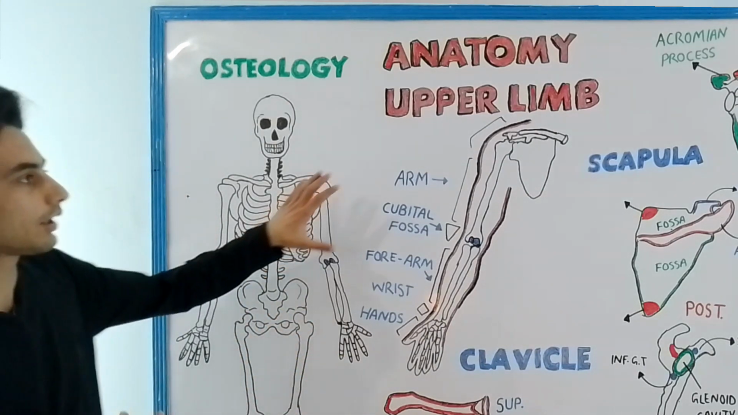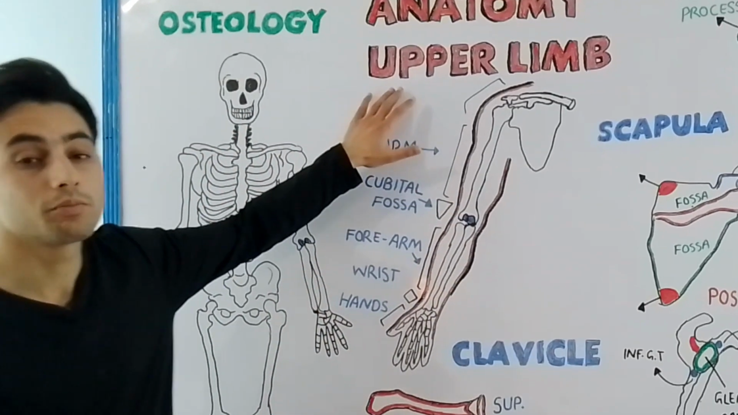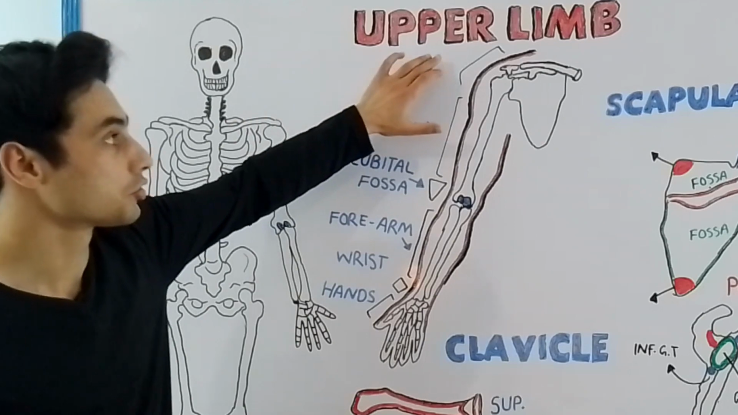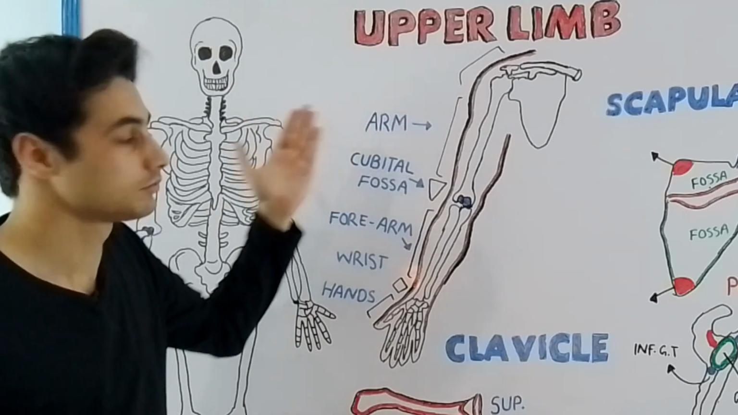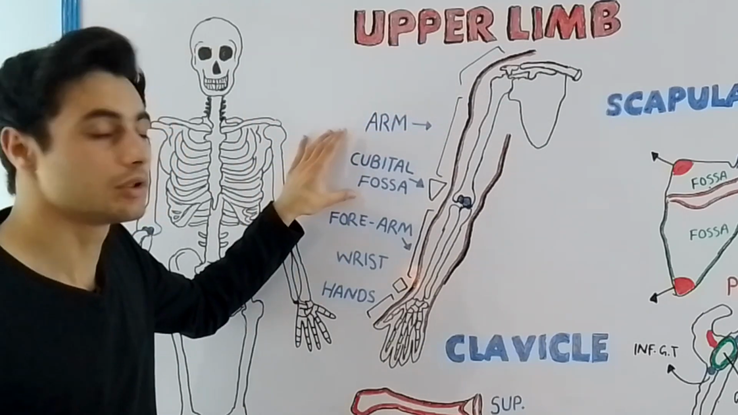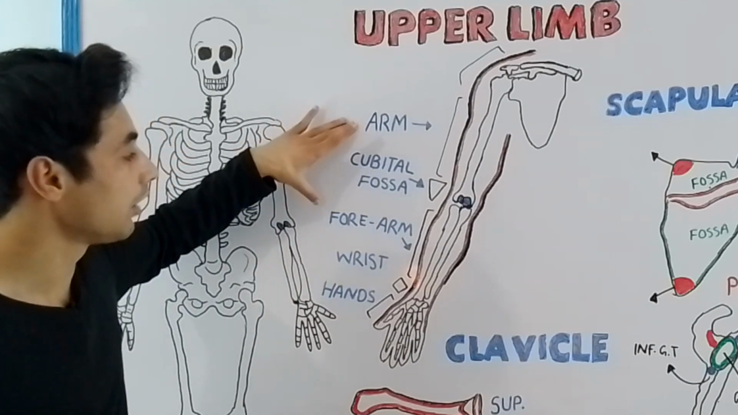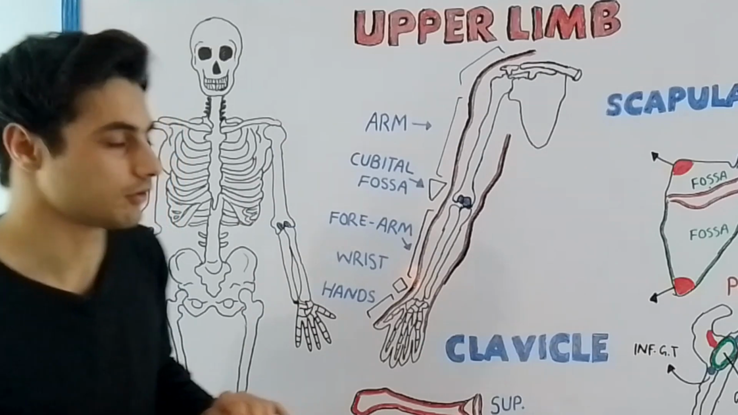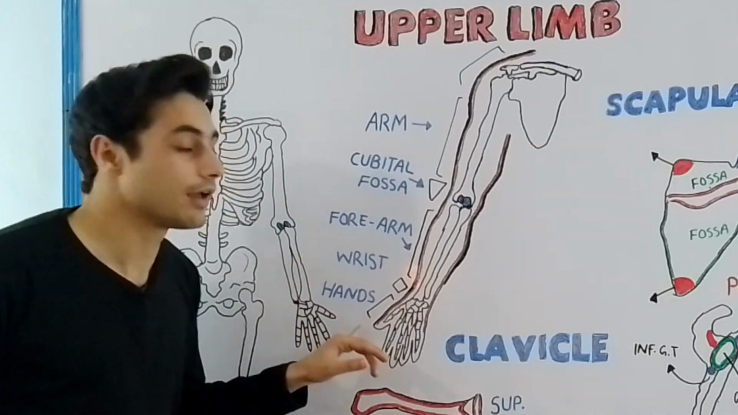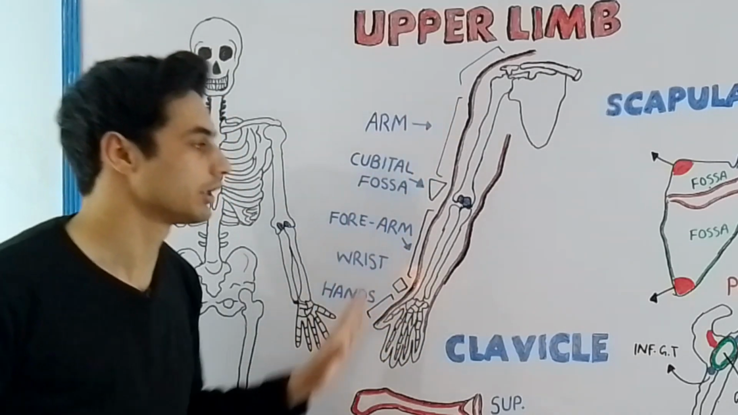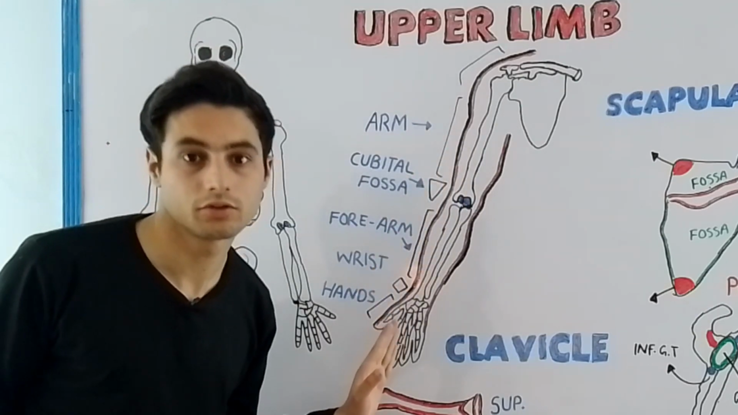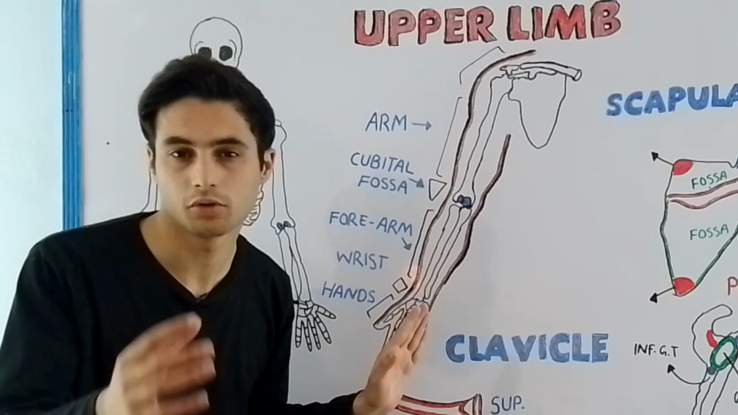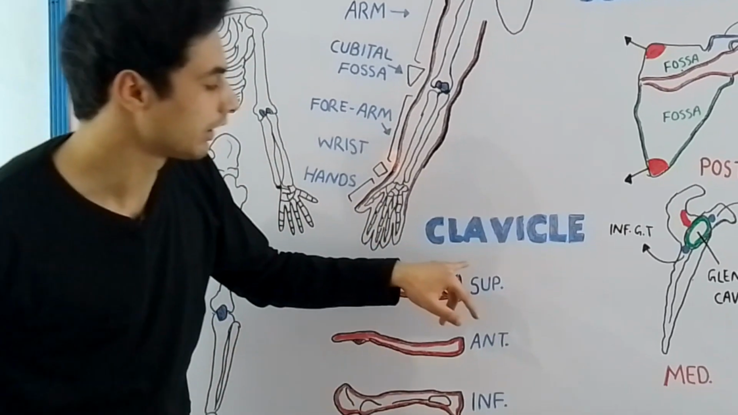Now, have a look at this diagram. The upper limb is generally divided into 6 regions: your shoulder, your arm, your forearm, the cubital fossa, which is between the arm and the forearm, really important according to the clinical point of view, your wrist, and the hands. This upper limb or the upper appendage will include 32 bones. Now let's study each bone one by one. Let's start with the clavicle.